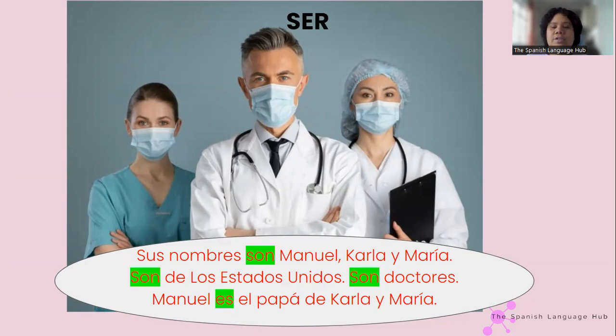Now, again, this is a characteristic that defines them. They are defining themselves as, or the two girls, Carla and María, are defining themselves as Manuel's daughters, okay, and as doctors, and from the United States, right? So in here, when we talk about relationships, it could be any kind of relationship, like, and in this case, family, co-workers, friends, neighbors. We use ser, right?